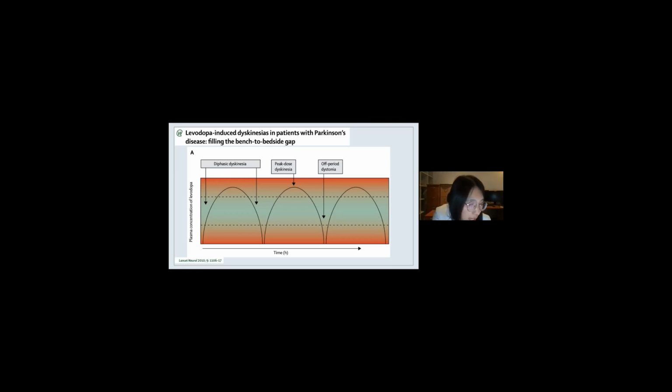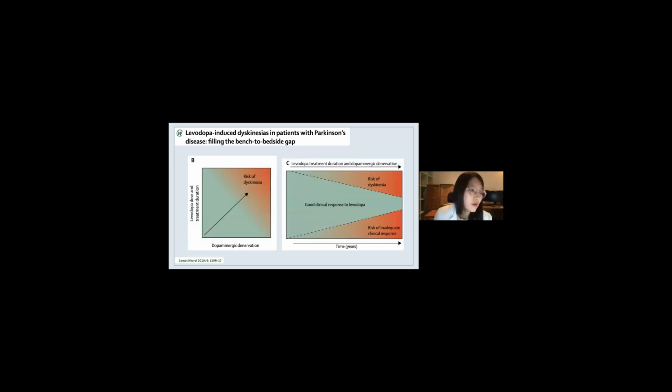Peak dose dyskinesia coincides with the full anti-Parkinsonian benefit of levodopa on periods, whereas off-period dystonia appears during off-period when levodopa is no longer effective. The risk of developing levodopa-induced dyskinesia depends on both the progression of dopaminergic neuron degeneration and exposure to levodopa. As disease progresses, the probability of good clinical response to levodopa decreases, and the risk of both dyskinesia and unsatisfactory clinical response of motor symptom rises.